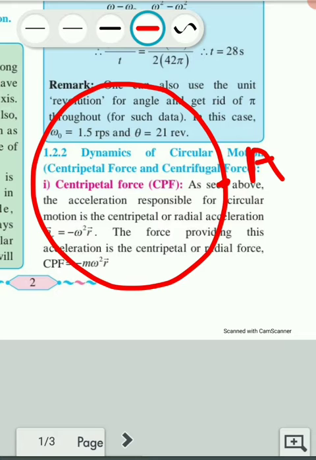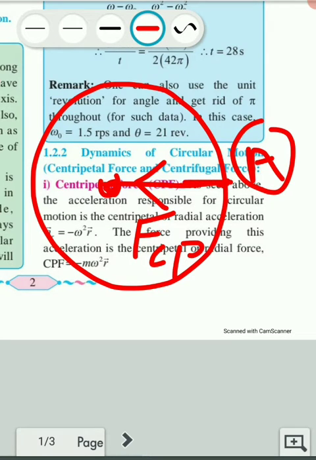So we can define centripetal force as the force acting on a particle which is moving in a circular motion, which is along the radius and directed towards the center of the circle. This force is called centripetal force, which can be represented by FCP. So, centripetal force is defined as the force acting on a particle which is along the radius but directed toward the center of the circle.